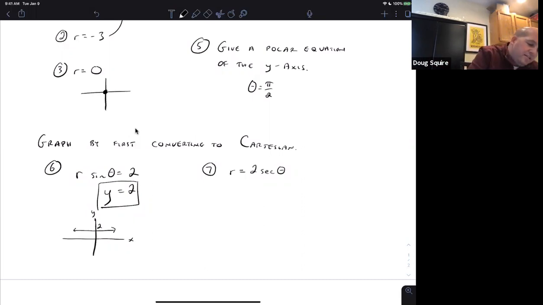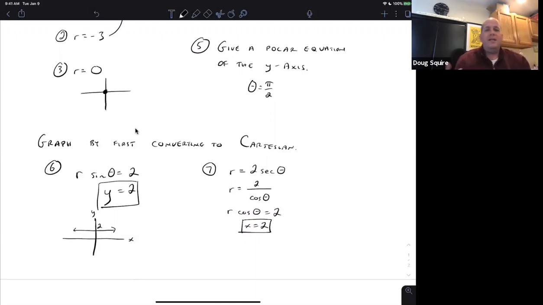And so secant is the same thing as 1 over cosine. So we can rewrite the equation that way. And then we can multiply by cosine theta. And that gets us that x is equal to 2. And so that's not what you do every time. It just happens to work here so that you get this expression where you have x equals 2. That means if I were to graph it, it's a vertical line where x is 2. Does that make sense? Everybody good?